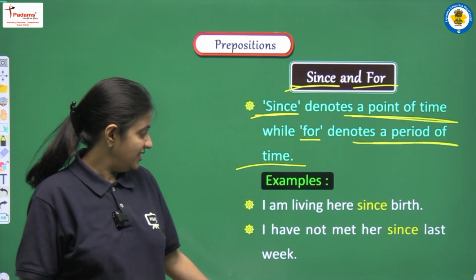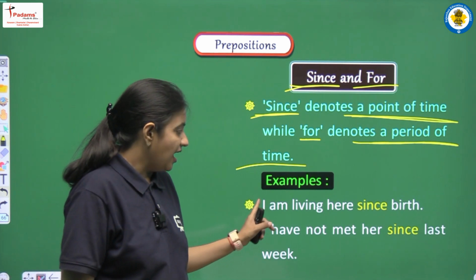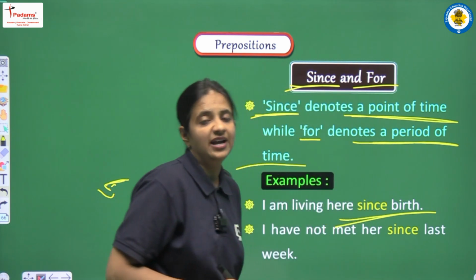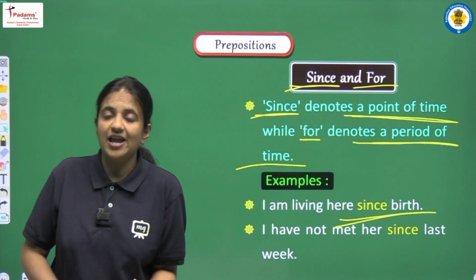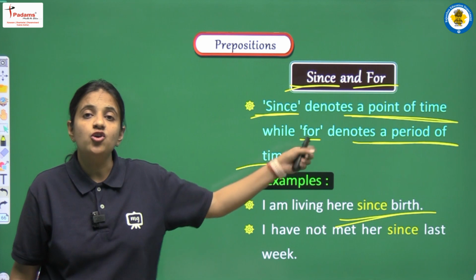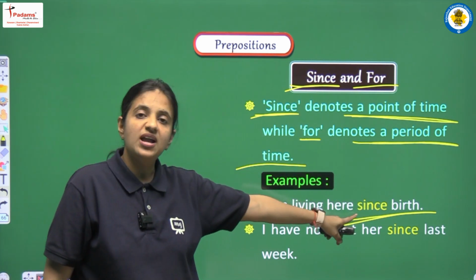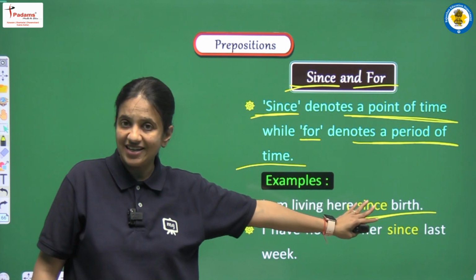Okay, so now let's see the examples. The first one is: I am living here since birth. Our birth is obviously one exact time, one point of time. We are indicating that point of time, and this is the reason we are having since in this sentence.